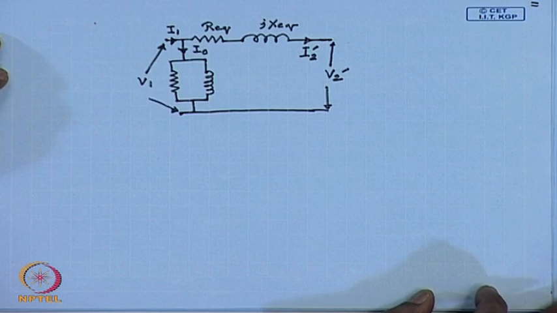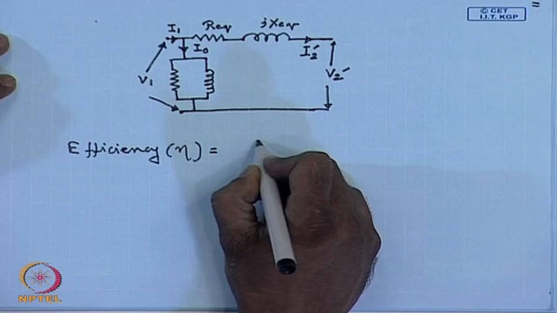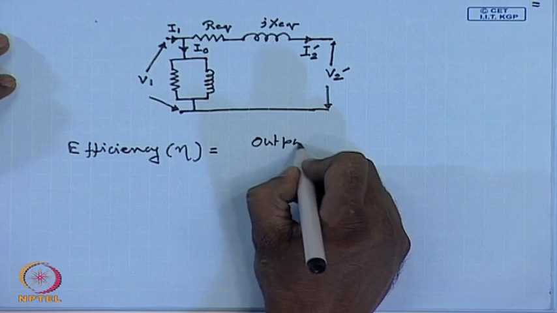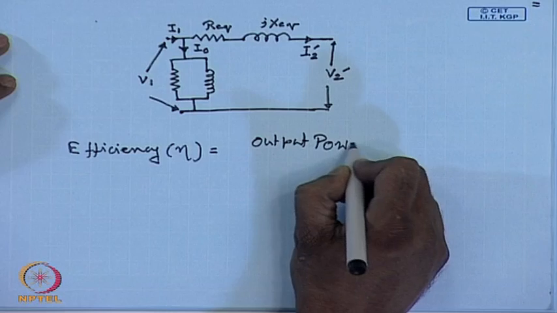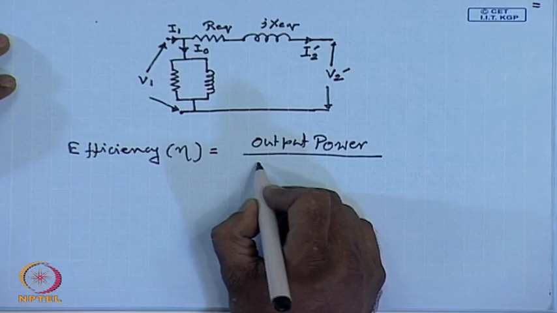While this equivalent circuit is important for finding out different performance parameters, from a user point of view, certain performance parameters are very important. For example, one of the most important performance parameters is the efficiency of a transformer. Now, efficiency, as in the case of any other power processing equipment, for a transformer is defined as, the symbol is nu, output power divided by the input power.